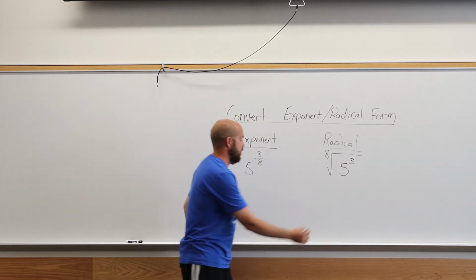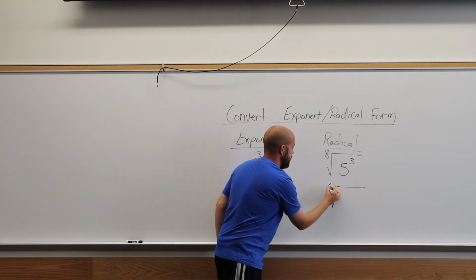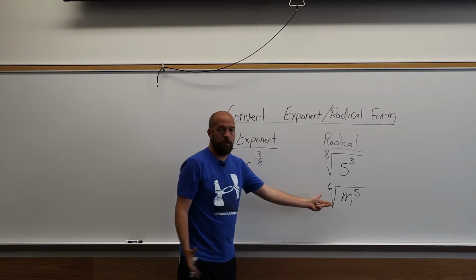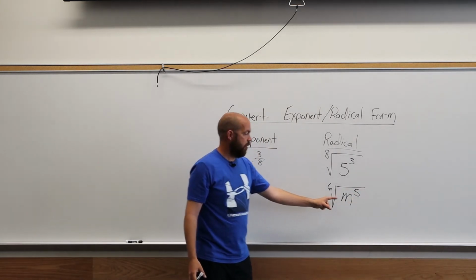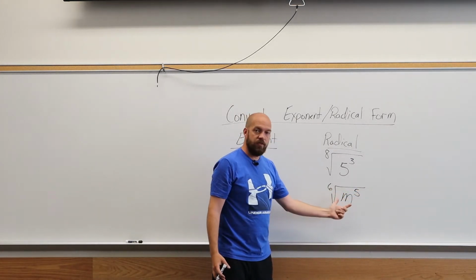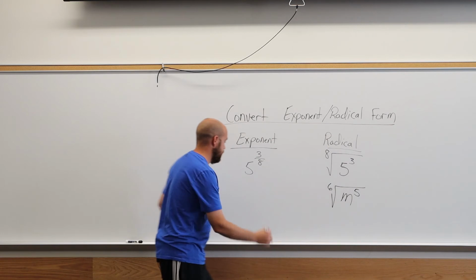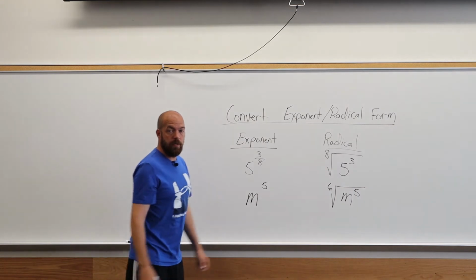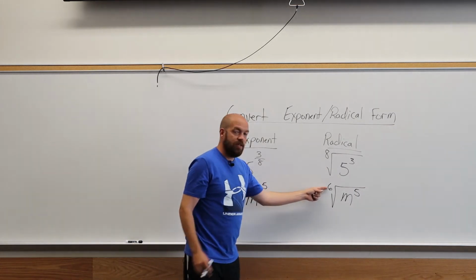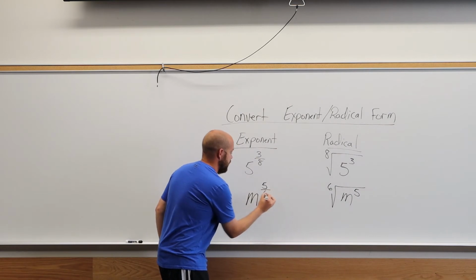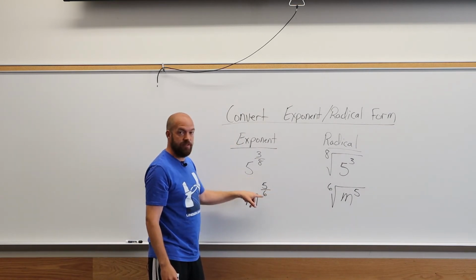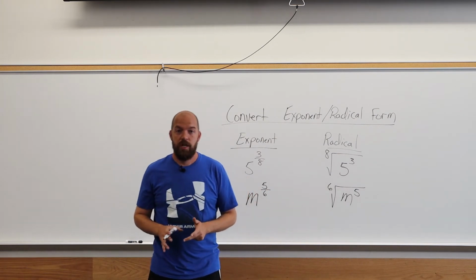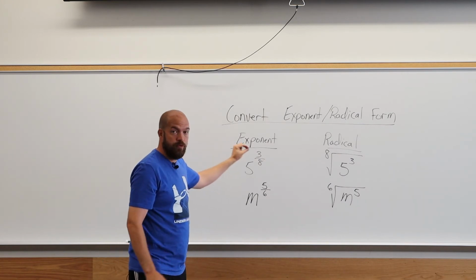If I go backwards, let's say we have something that looks like this. I've got the 6th root of m to the 5th power. Let's say I need to convert this into exponent form. Well, the base number is m, so that stays m, and the power of that is 5. So it's m to the 5th power. But what is the index? That's going to be the denominator, so this needs to be divided by 6. So I have m to the 5/6 power. That's just a really quick version of how to convert from radical form to exponent form.